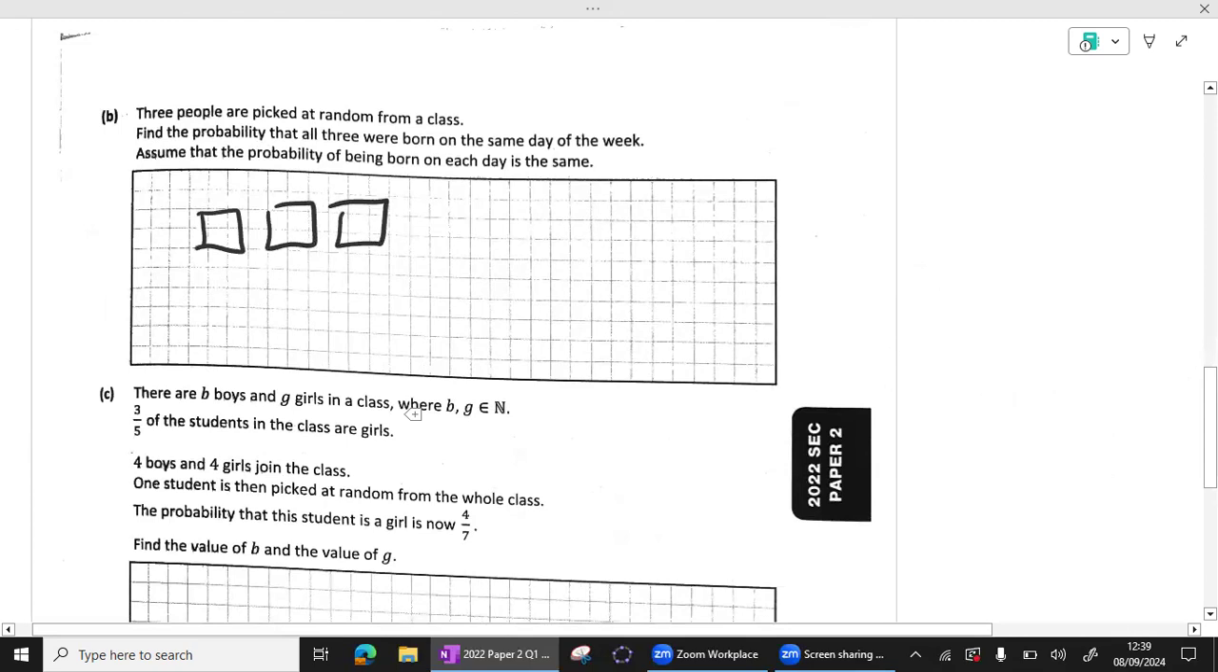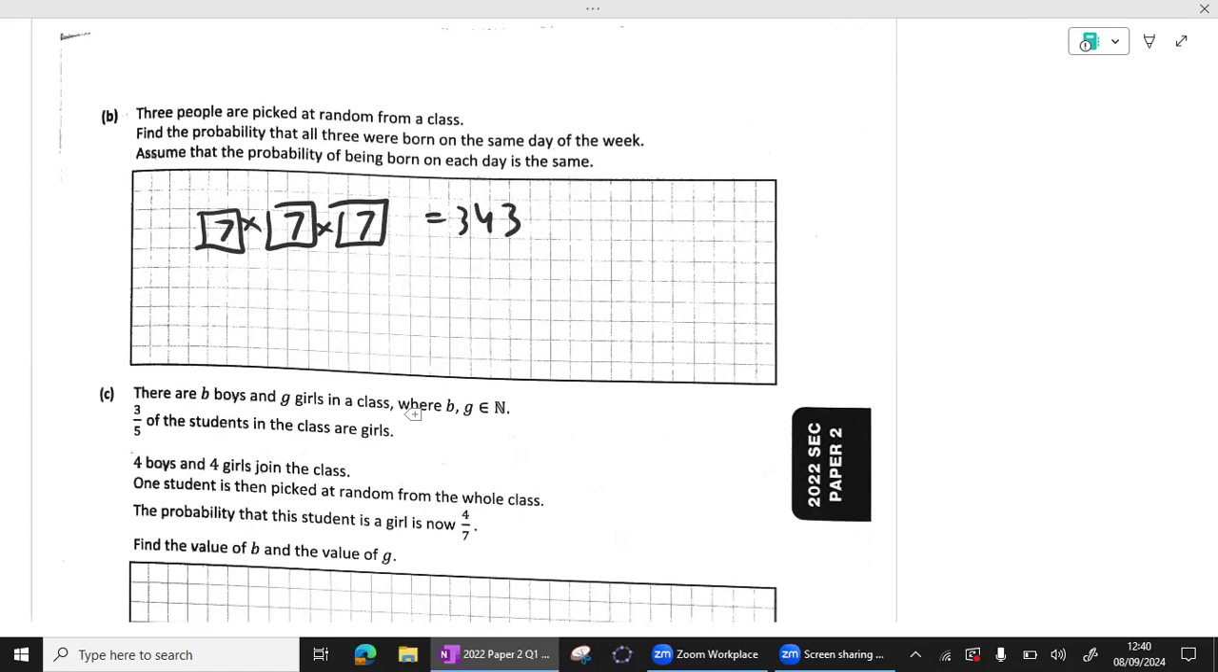So I'm going to think first of all, what is the probability of 3 people being born on any day of the week? The first person would have a choice of 7 days: Monday, Tuesday, Wednesday, Thursday, Friday, Saturday, or Sunday. If there were no restrictions, the second person would have 7 choices, and the third person would have 7 choices as well. So our total here, if there were no restrictions, would be 343 ways.